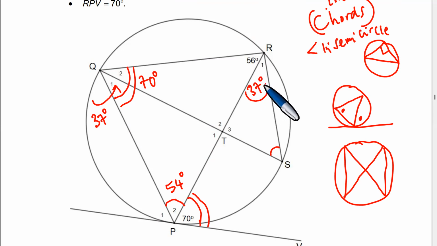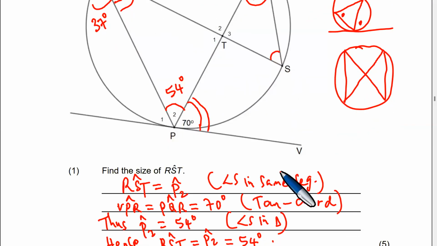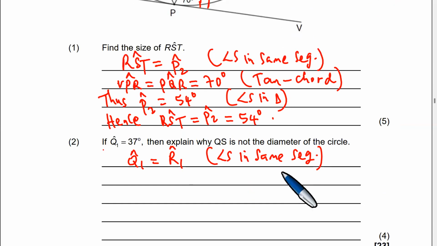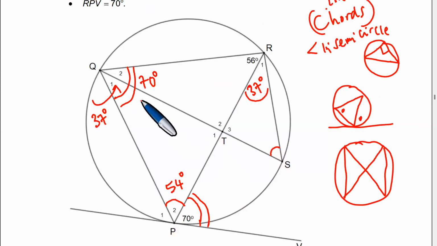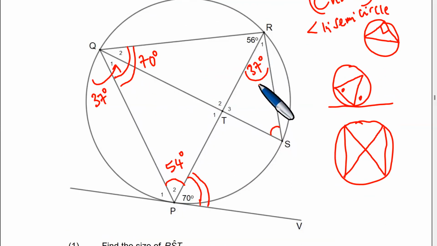Now we then say angle R1. So in other words, we can come and therefore say QRS. That's the angle QRS. Right, QRS is actually this here. It's 56 plus 37 degrees.